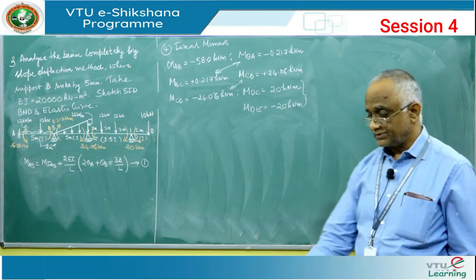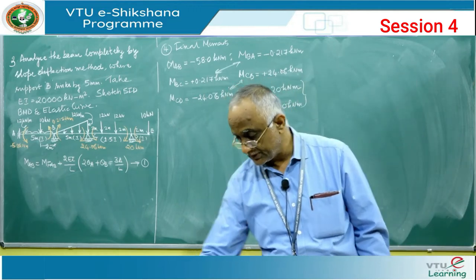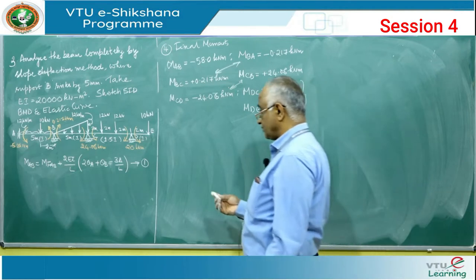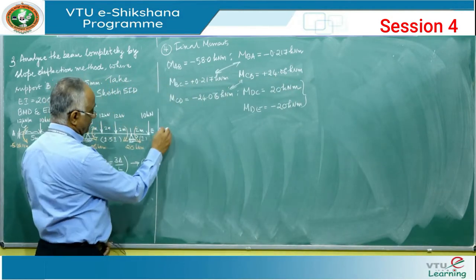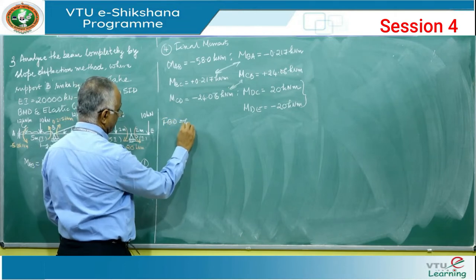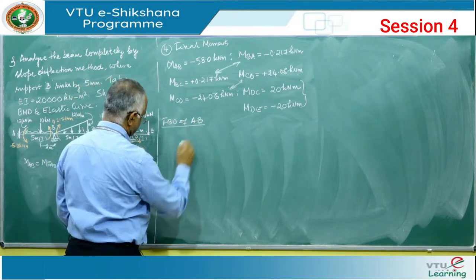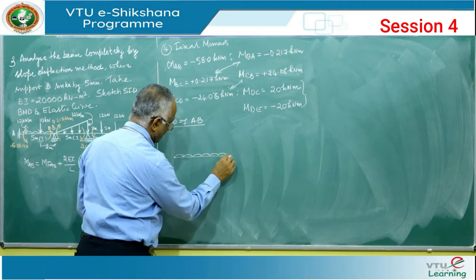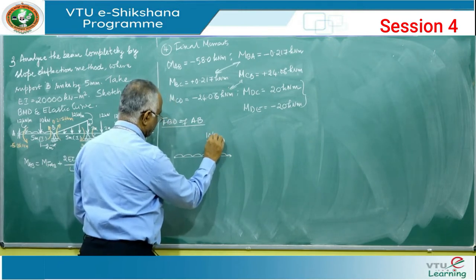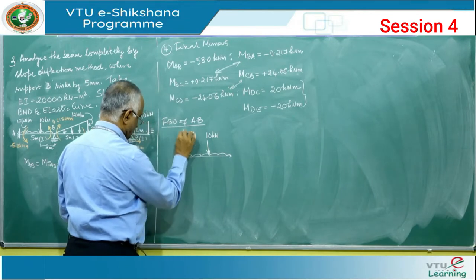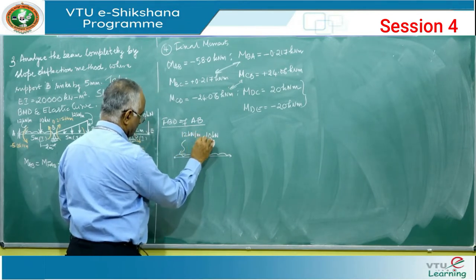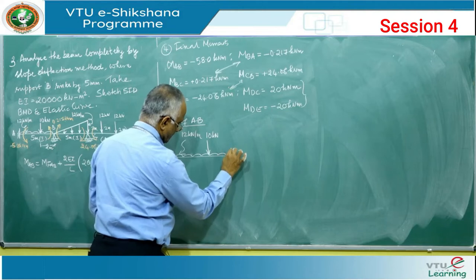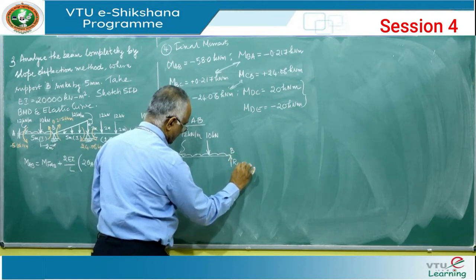So, next step is basic equations we need to develop from the free body diagram of AB, BC and CDE together. Let me take one by one. Free body diagram of AB. It is a 5 meter span with a point load of 10 kilonewton and UDL of 12 kilonewton per meter. At A you will get full reaction, at B you will get partial reaction.